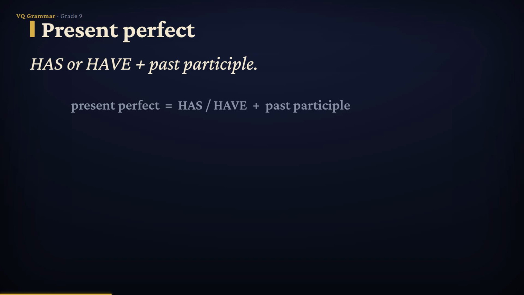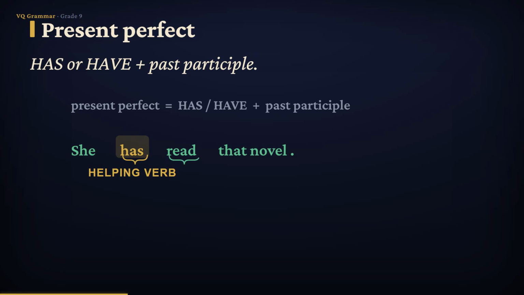Now let's meet the three tenses one at a time, starting with the present perfect. The present perfect is has or have plus a past participle. Take this sentence. She has read that novel. There's our helping verb, has. And there's our past participle, read, has read, working together as a team. What does it mean? Often, the present perfect points to an action at some indefinite past time. We don't say exactly when she read it, only that at some point she has.